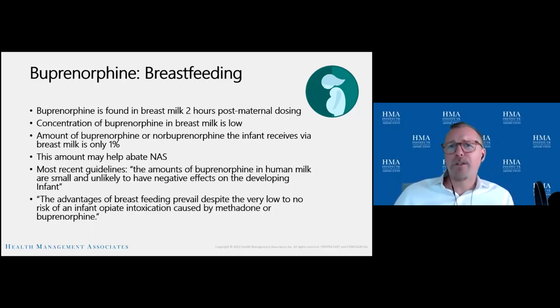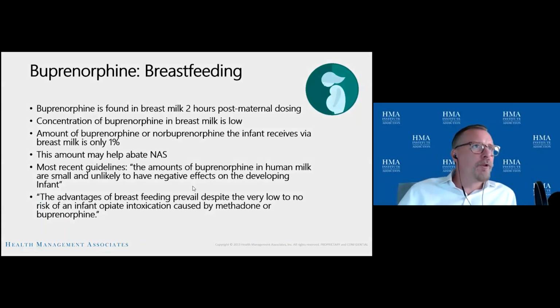This is agreed to by the ACOG, the American College of Obstetrics and Gynecology, the American Academy of Pediatrics, ASAM, American Academy of Addiction Psychiatry. Everybody who deals with this disease, either from the treatment of the mother or the treatment of the baby, agrees that breastfeeding in moms on MAT is appropriate and should be pushed. And there are some caveats to that, which if you need to, we can chat about a few of those. But ultimately, the advantages far outweigh any of the risks.